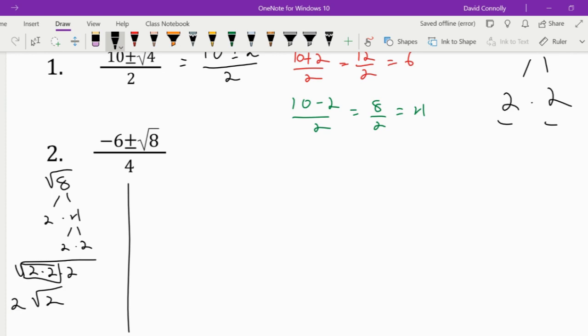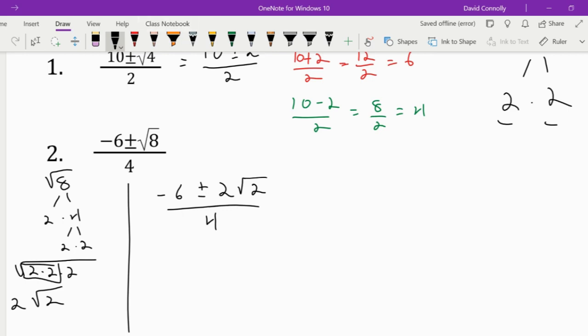And now all I'm going to do is go back to the original expression, and where there was a square root of 8, I'm just going to replace it with its simplified form, which is 2 square root of 2. So we get negative 6 plus or minus 2 square root of 2 over 4. Now for this one, because it didn't simplify to a whole number, we're not going to bother splitting it up into two separate expressions. What we do want to do is simplify if we can.